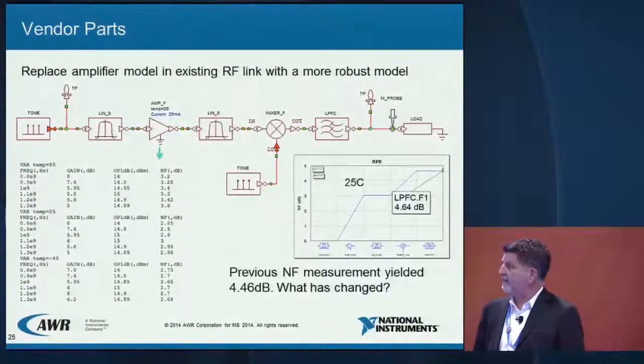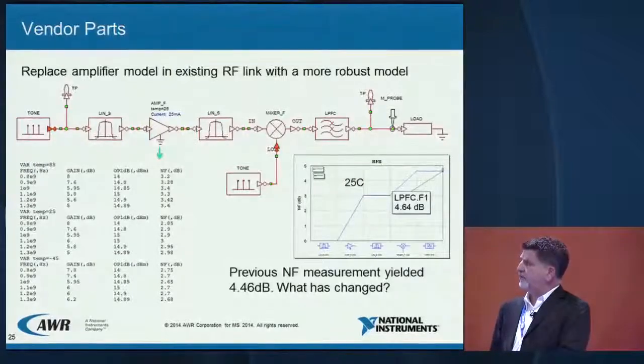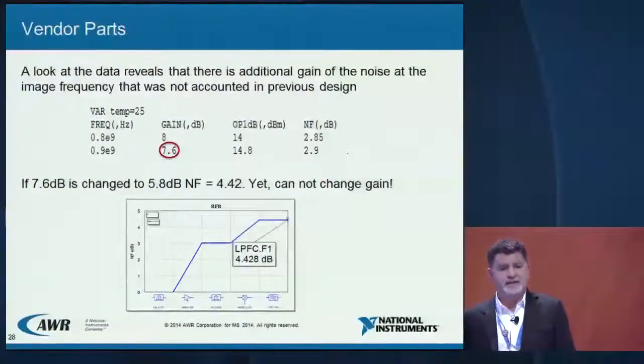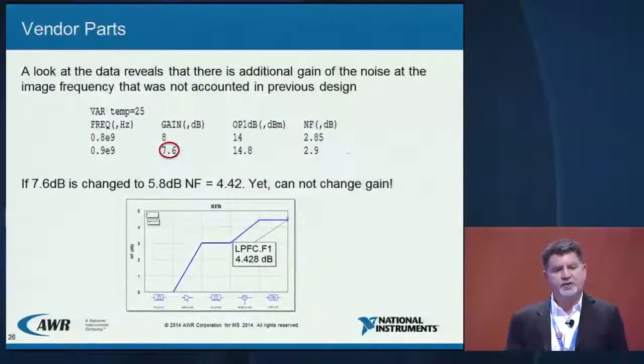I resimulate, and then I realize here that the noise figure changed to 4.64 dB, while the hand calculations in the previous simulation resulted in a noise figure of 4.46 dB, so approximately 0.2 dB off. So why are we now 0.2 dB off in the calculation of the noise figure? Well, the behavioral model was replaced with a file-based model. We're no longer using the fifth order polynomial, but the amplifier is looking at data.